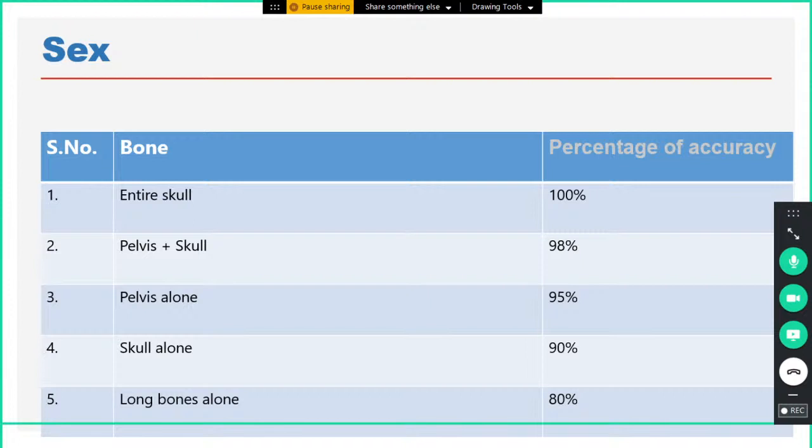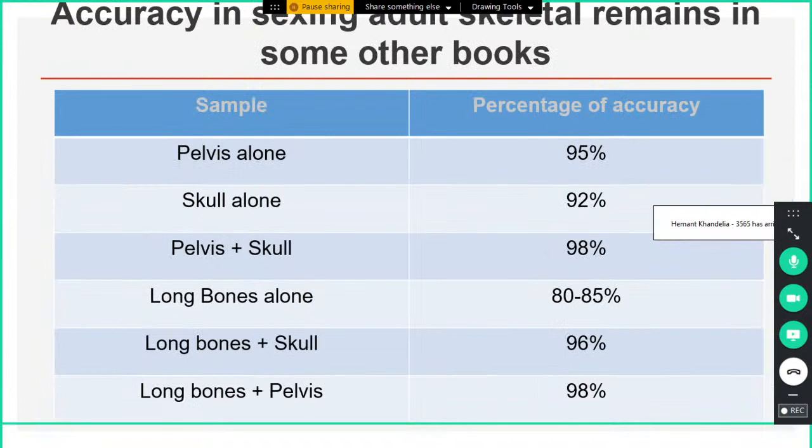If you get a pelvic bone and a skull together, it determines the sex with 90% accuracy. If you get the pelvis alone, then 95% accuracy is there. Skull alone, 90%, and long bones with 80%. Some books have mentioned different percentages of accuracy, as they vary.